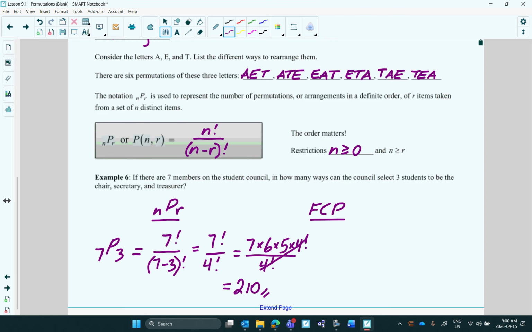We could have used the fundamental counting principle, and in many ways, I would suggest you use the fundamental counting principle because a lot of times it seems easier. Because I would just do this. I would say, okay, there's 3 positions, student council positions. There's 7 ways I could choose the chair. So the chair has been chosen, which means there's 6 left for the next position, secretary. That's been chosen, which means there's 5 left for that. Obviously, it has to work out to the same amount.